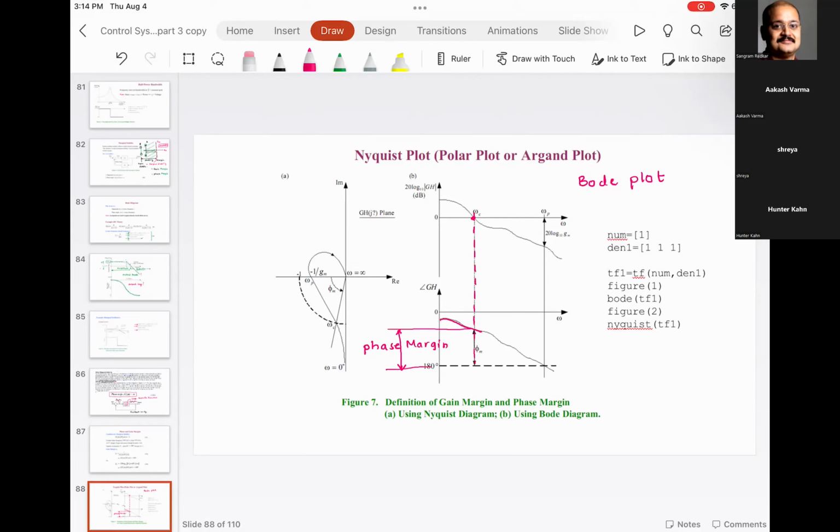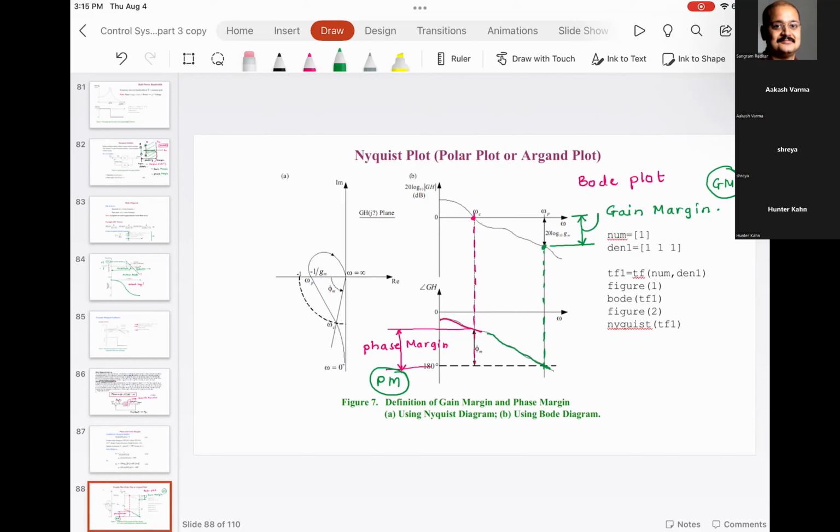And to find out the gain margin, you look at the phase plot and see where this phase plot intersects minus 180. And there, you draw a vertical line and see where it intersects the gain plot. You notice this difference, this is the gain margin. So how do you determine the phase margin and gain margin? If you use MATLAB, MATLAB will do that for you automatically in the Bode plot. It will show you PM, which stands for phase margin, and GM, which stands for the gain margin.